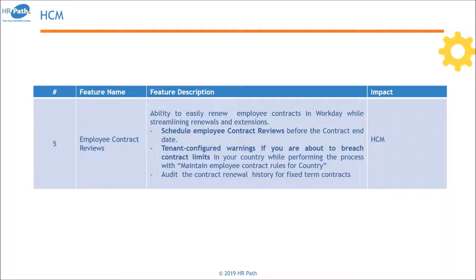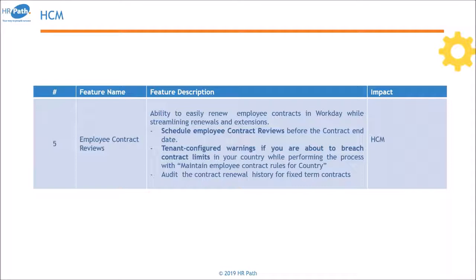Okay. And number 5 is the employee contracts review. So there are a few changes here. You can now schedule employee contract reviews. So this concerns renewals and extensions of contracts for fixed-term employees. So the ability to schedule automatically before the contract end date of the person.